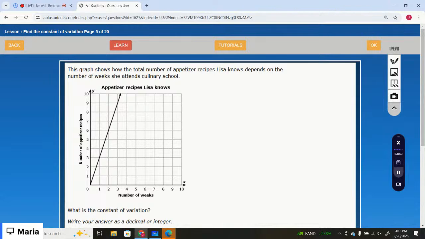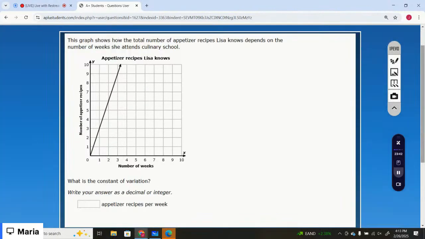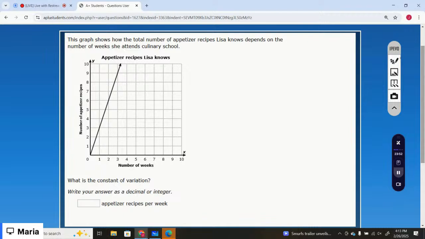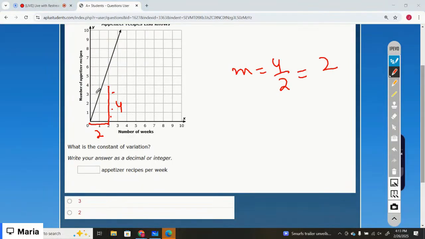This graph shows how the total number of appetizer recipes Lisa knows depends on the number of weeks she attends culinary school. What is the constant of variation? Okay, let's just calculate the slope. So let's make a triangle, right? Just select any 2 points and make a triangle like this.